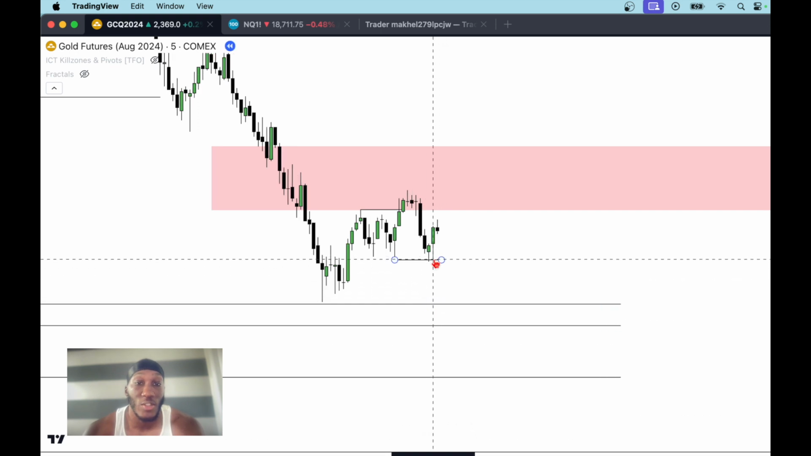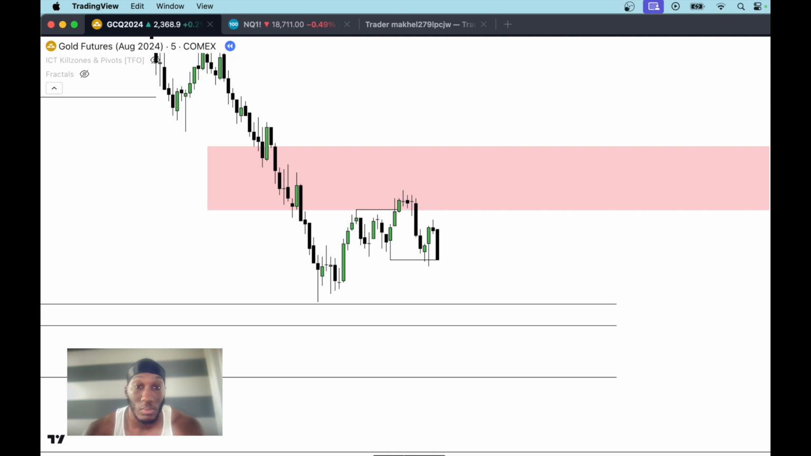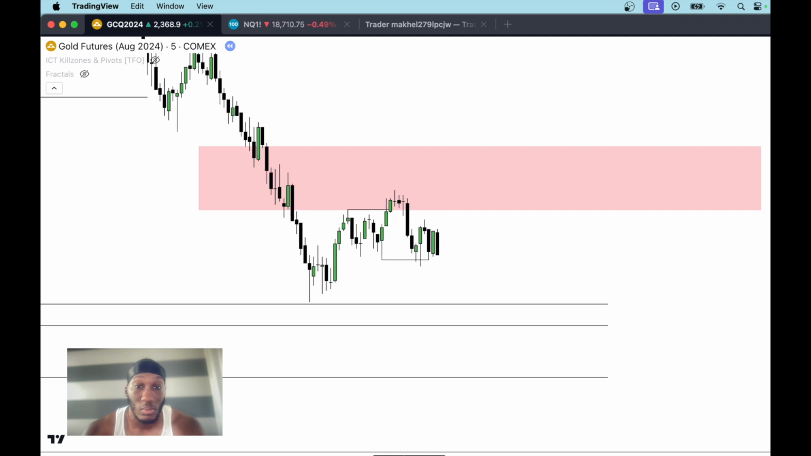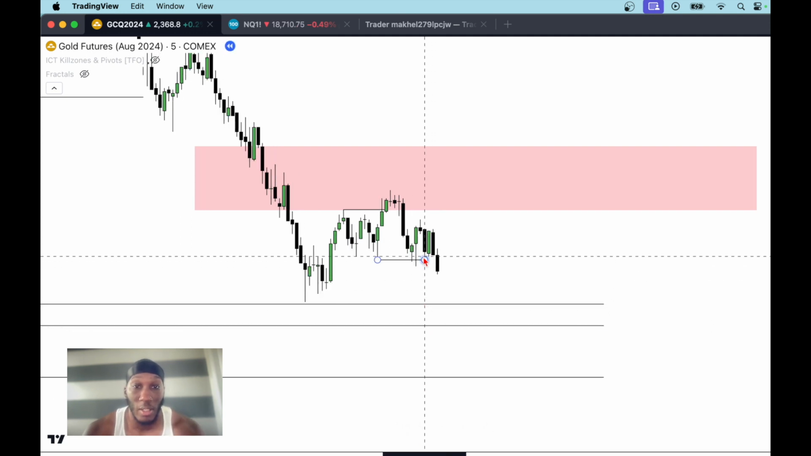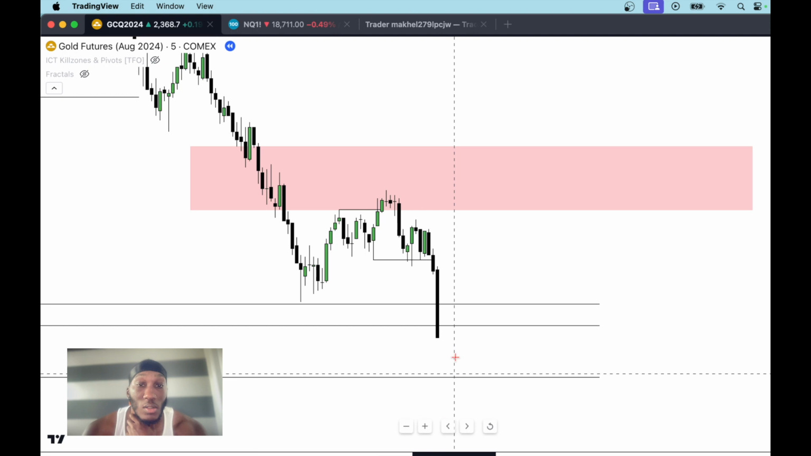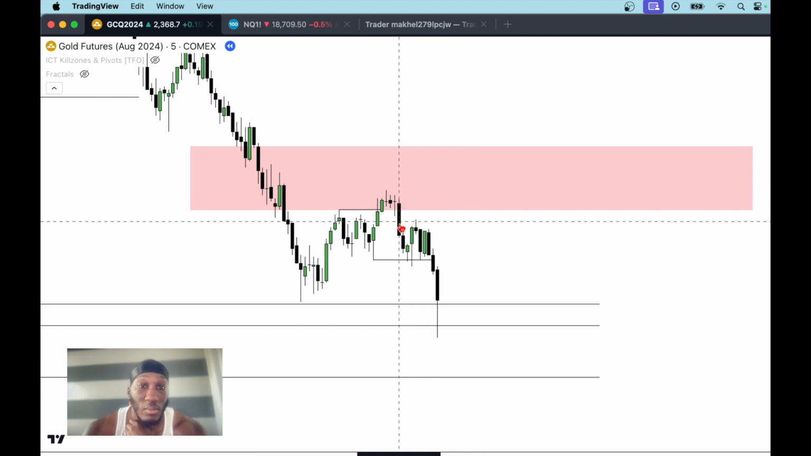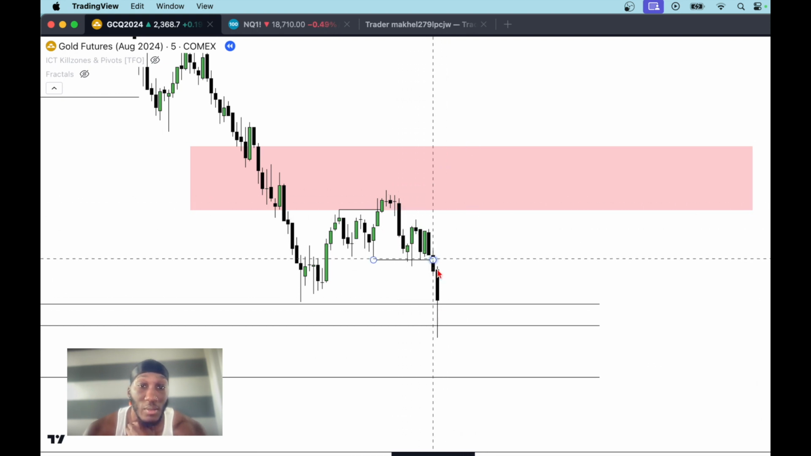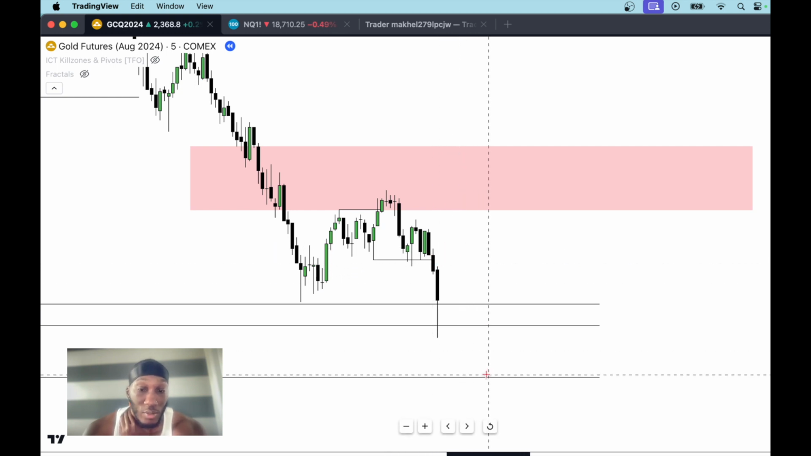So you see here, price swept it, but it didn't close. I need a body closure below this level. Now we get the body close. So now this is the first leg retracement, second leg. So now I'm interested in getting into this third leg push down to sweep this.